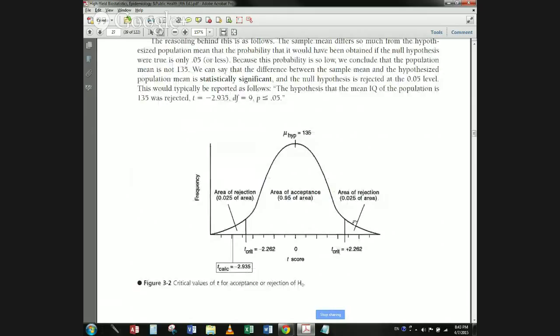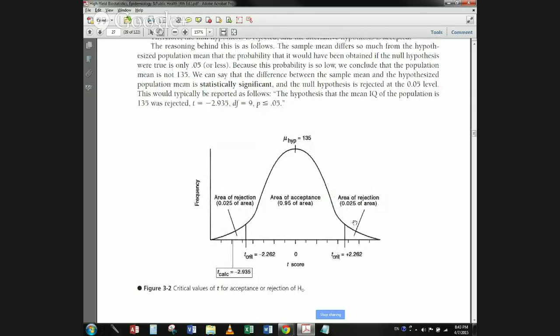The reasoning behind this is as follows. The sample mean differs so much from the hypothesized population mean that the probability that it would have been obtained if the null hypothesis were true is only 0.05 or less. Because this probability is so low, we conclude that the population mean is not 135. We can say that the difference between the sample mean and the hypothesized population mean is statistically significant, and the null hypothesis is rejected at the 0.05 level.